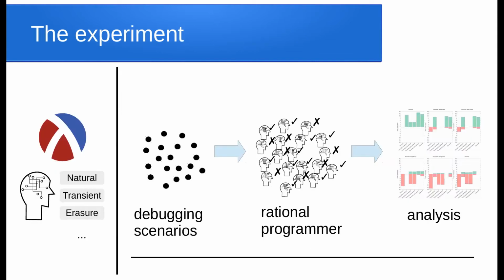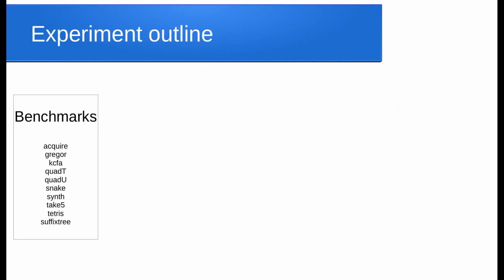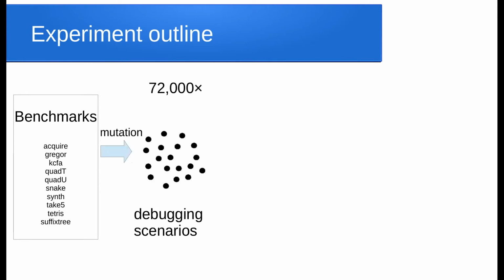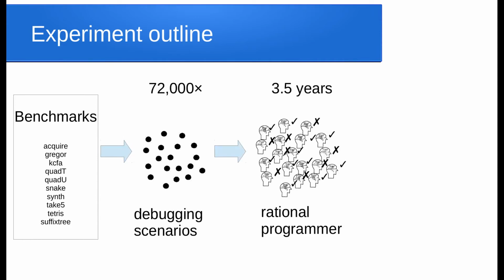And now, before wrapping up, I want to quickly return to the experiment. So here's what we did. Starting with 10 typed Racket programs from the GTB benchmark suite, we used mutation to create about 72,000 different debugging scenarios. And then we ran all the modes of the rational programmer on all of those scenarios, which took about 3.5 years of compute time total.